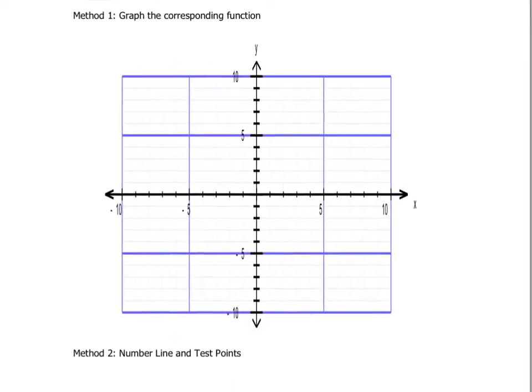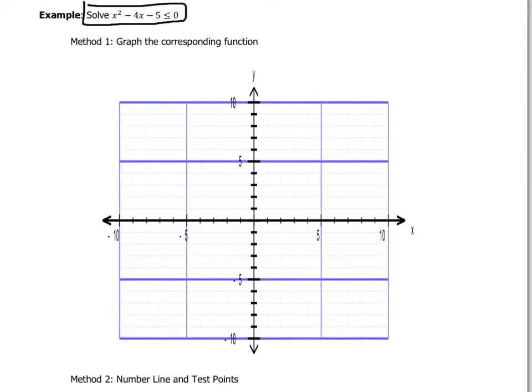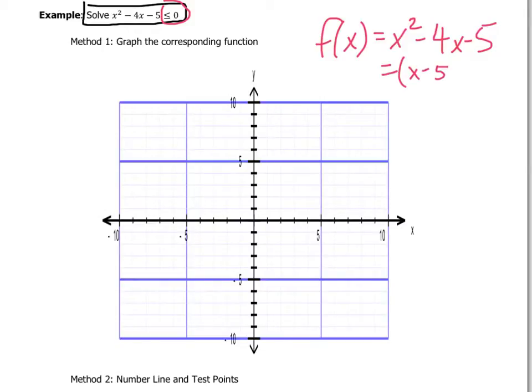The first method we're going to try is graphing the corresponding function. We'll graph f of x equals x squared minus 4x minus 5 and see where it dips below 0, because we're looking for less than or equal to 0. To graph this, I'll factor it. That becomes x minus 5 times x plus 1. So that's f of x. The two x-intercepts are at x equals 5 and x equals negative 1.